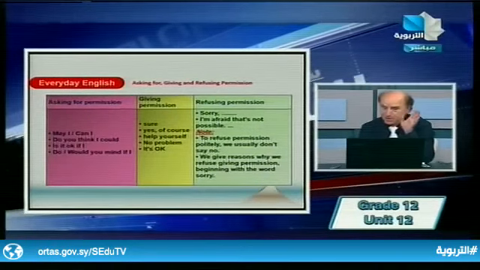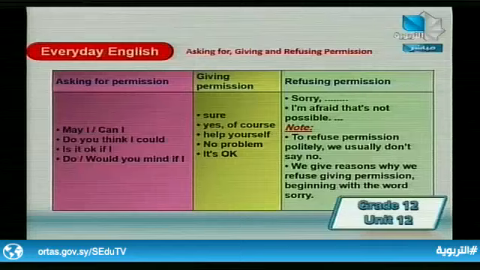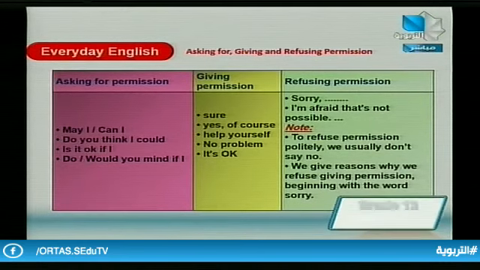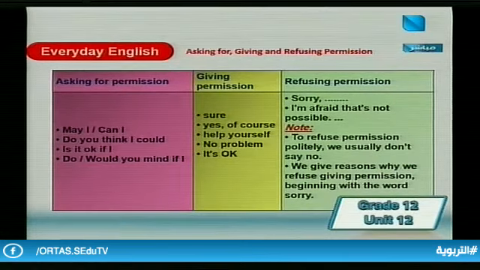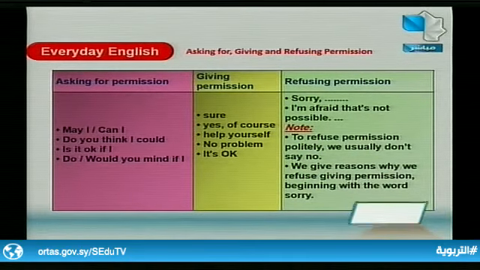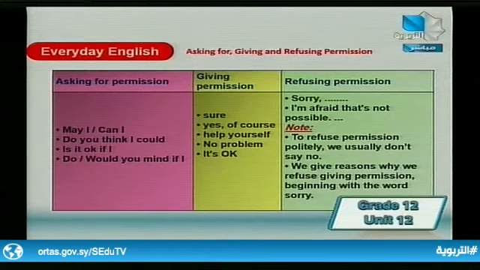Very nice, good. May I, can I, do you think I could, is it okay if I do? So we notice here that all these expressions start with a modal or auxiliary verb. Very nice. What about giving permission?